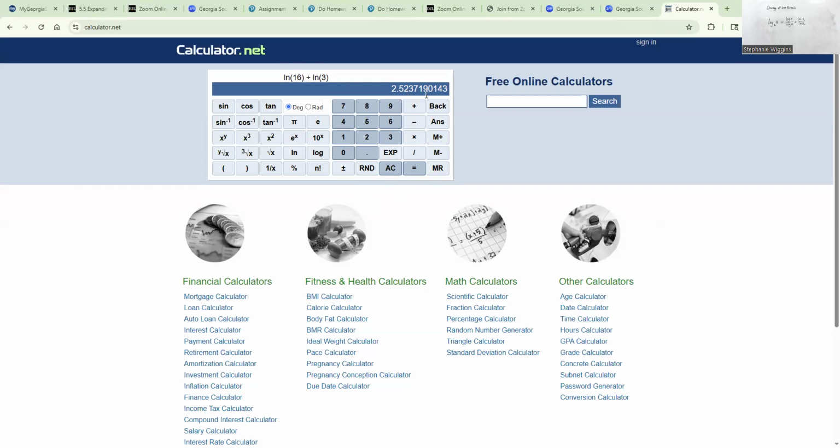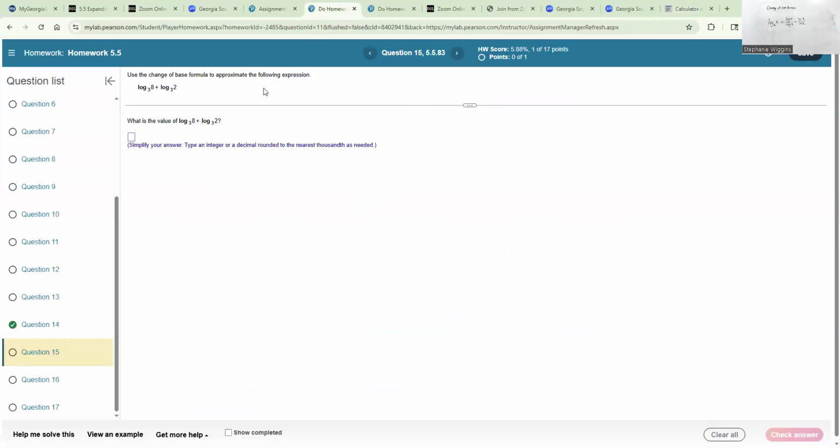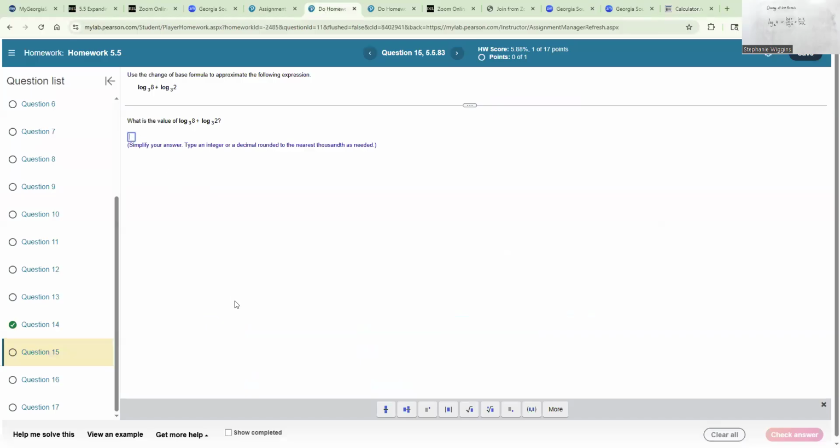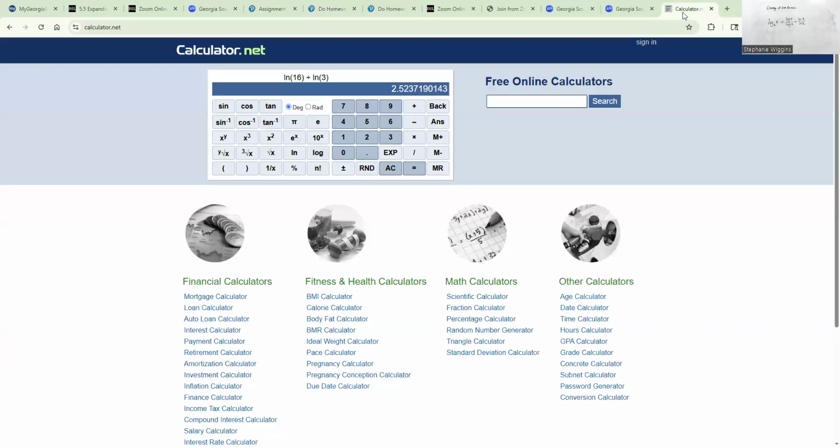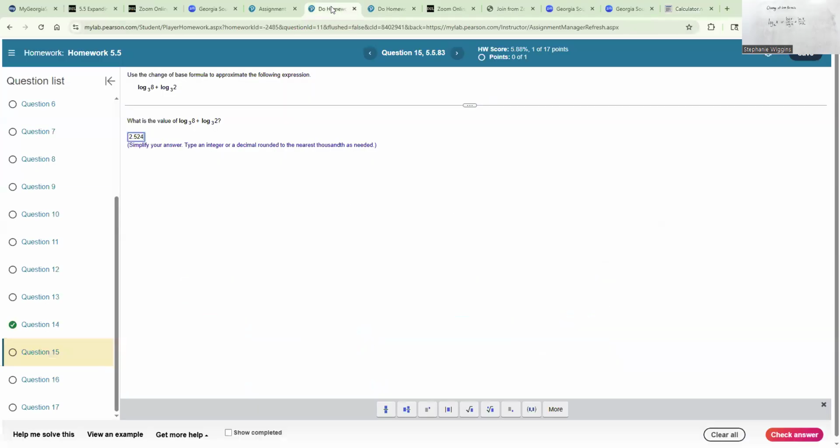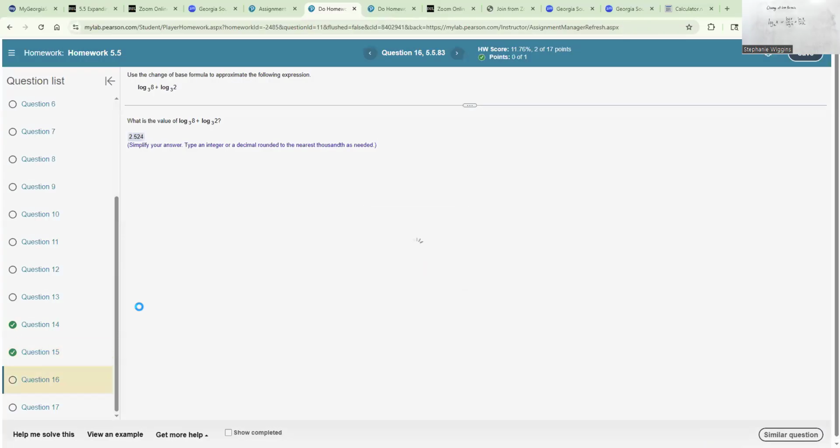So this time to the 4th decimal place, if that's what they want, is 2.5237. Oh, it says nearest thousandth. Let me just double check that and show you that right. Yes, rounding to the thousandths place is going to give me 2.524. Okay, so that's how we do those.